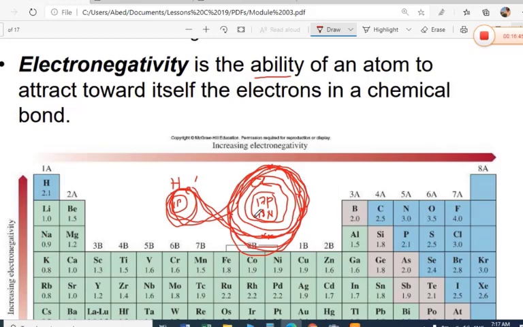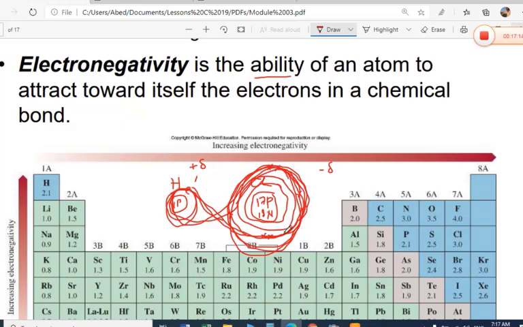So this will create a charge. Chlorine will be partially negative and hydrogen will be partially positive. This is called polarity, polarity in the covalent bond. This bond is polar because electron density will be higher around the chlorine than the hydrogen, which means the electrons will spend more time around the chlorine than the hydrogen atom. So it will show up as polar.